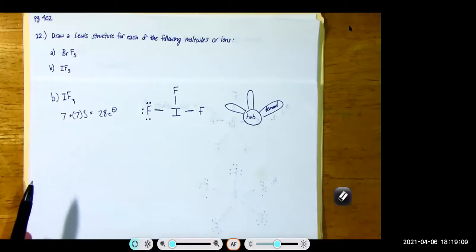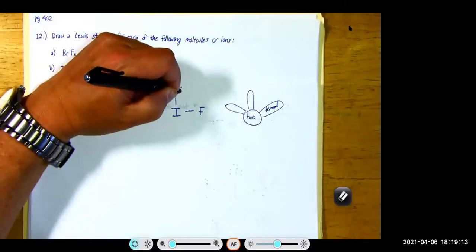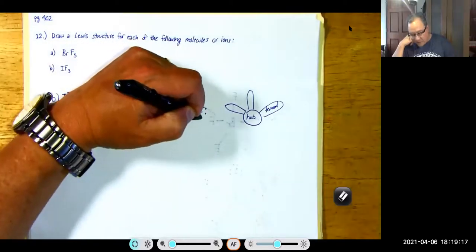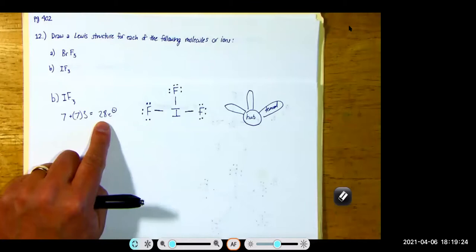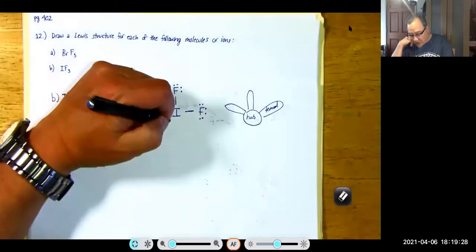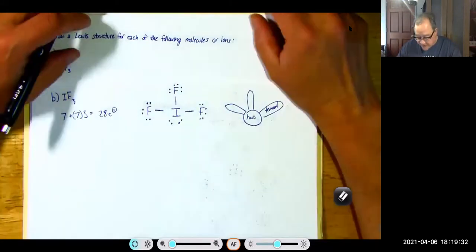Yeah. Okay. So can you see how this fluorine is going to look pretty much the same? And this one's going to look pretty much the same. Now we want to make sure we don't use more than 28 electrons. And how many have we used here? 24. So you put the rest on the central atom. Doesn't matter how many there are, you put the rest there.